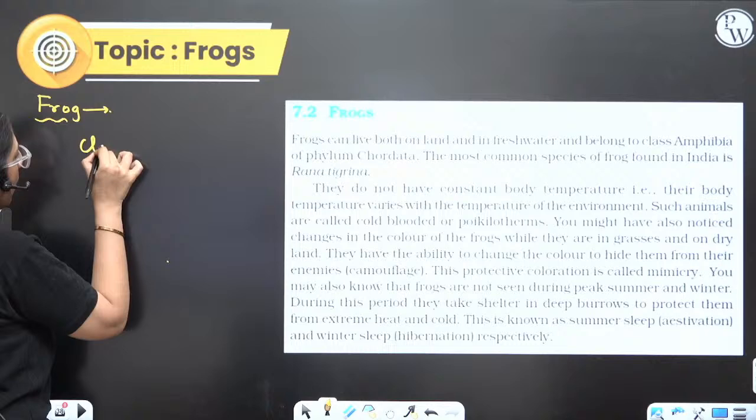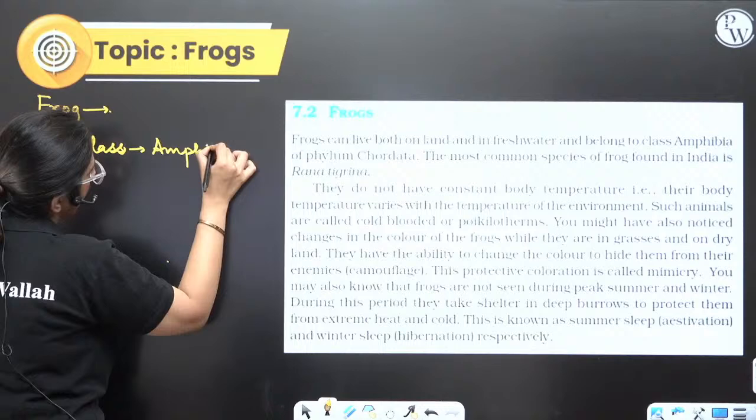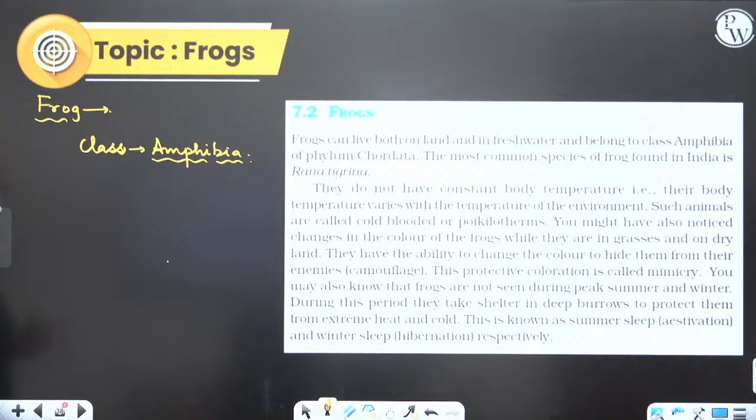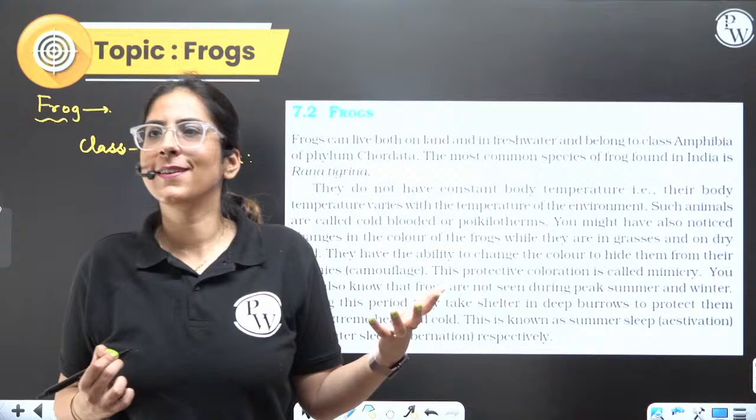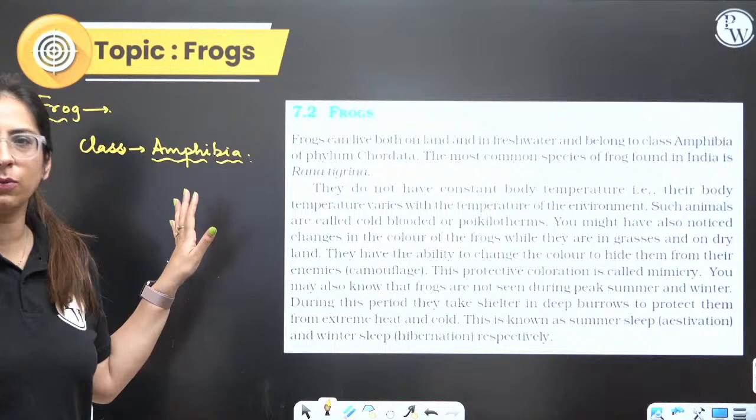It belongs to the class Amphibia. Amphibia. This is the most important. Right? Amphibians are those which are having dual mode of life. They are also tetrapoda. Right? They have two pairs of legs. Okay. I'm not going into the detail. If I start the, it's my habit.